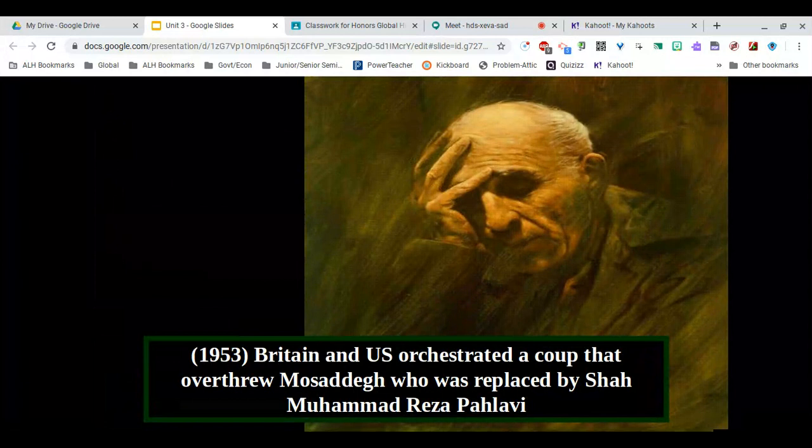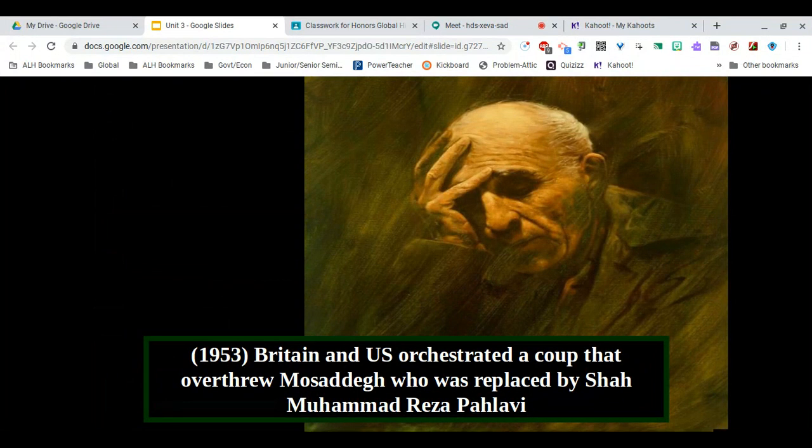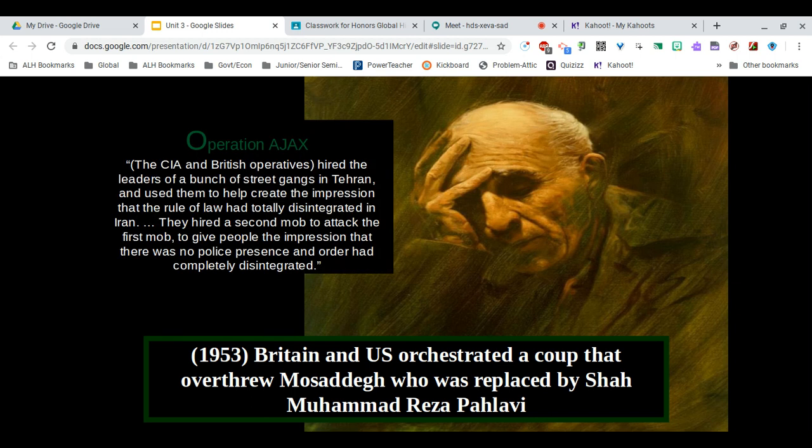And obviously, that's going to become a huge problem for pretty much everybody else. And Britain and the United States orchestrate a coup that overthrows Mossadegh and brings back the Pahlavi Shahs. Now, obviously, this is the next one to come to power. This is not the one in 1921, okay? It's 1953. I believe it's his son. And he is replaced by the Shah, who was backed by Britain and the United States.